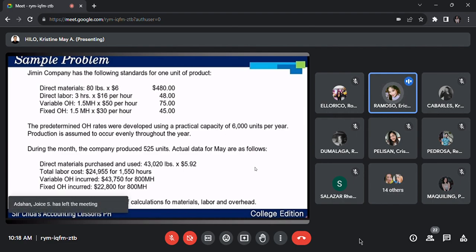During the month, the company produced 525 units. The actual data for May are as follows. Direct materials purchased and used is 43,020 pounds at $5.92. The variable overhead is $43,750 for 800 machine hours, and fixed overhead is $22,800 for 800 machine hours.